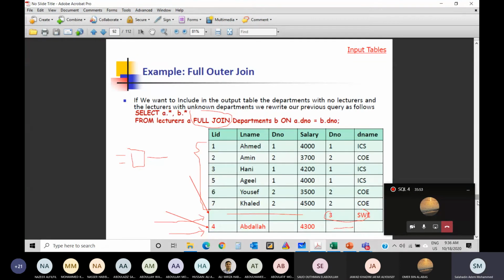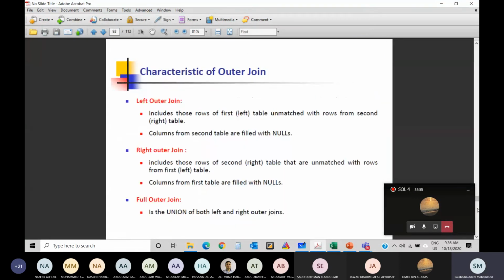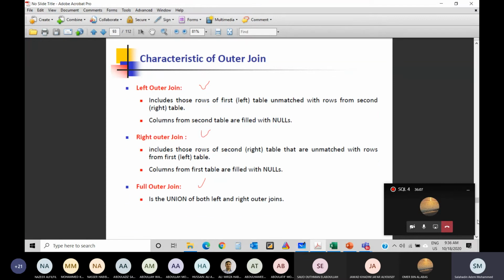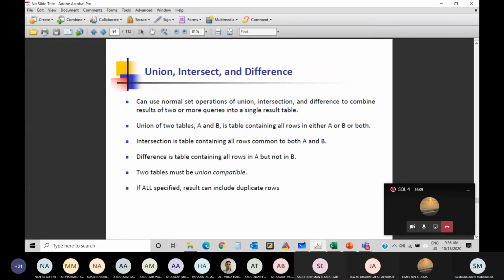So this was full outer join. Okay. Characteristics of outer joins. Yeah, so includes. So this is a description of exactly what I told you. This is already here. You can read it yourself. So whatever I said is already here. I'm just showing you the examples.